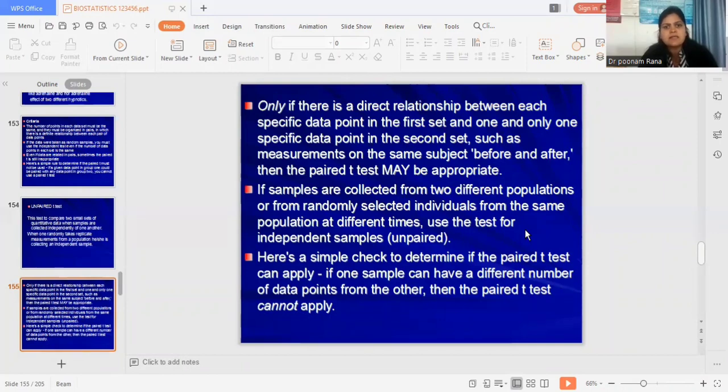If samples are collected from two different populations, or from randomly selected individuals from the same population at different times, use the t-test for independent samples, that is the unpaired t-test. Here is a simple check to determine if a paired t-test can be applied: if one sample can have a different number of data points from the other, then the paired t-test cannot be applied.